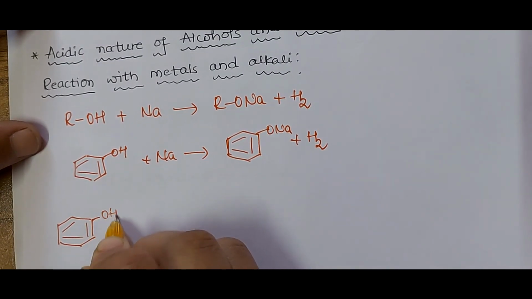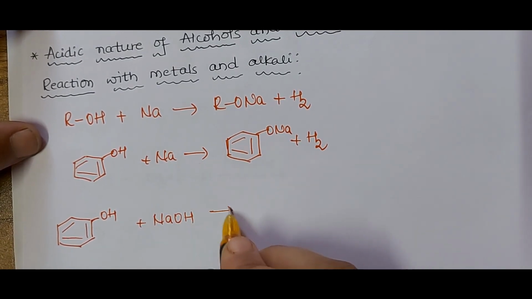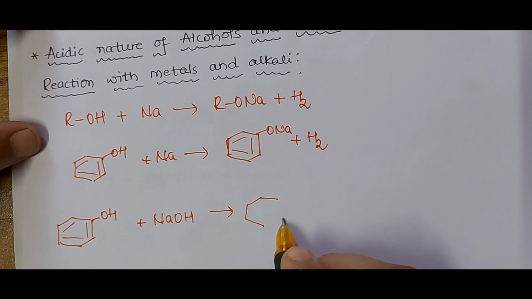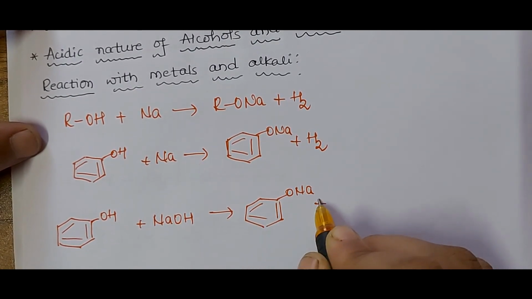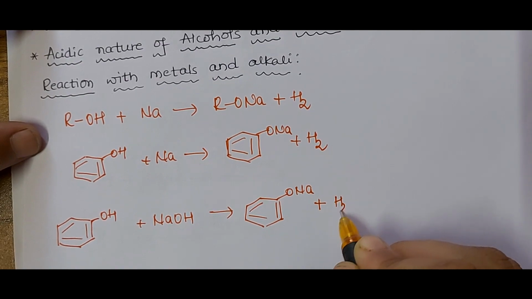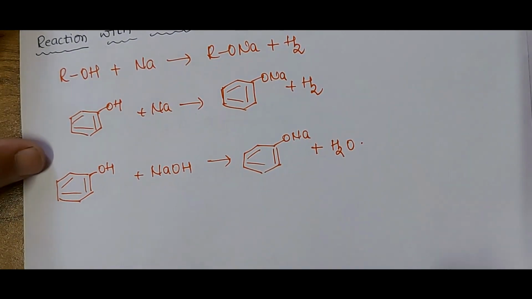These two indicate acidic nature of both alcohol and phenol, and it is also seen that when phenol is made to react with sodium hydroxide, it results in the formation of a salt, along with water. So it's similar to the reaction of acid with base, which forms salt and water. So all these three reactions indicate acidic nature of alcohols and phenol.